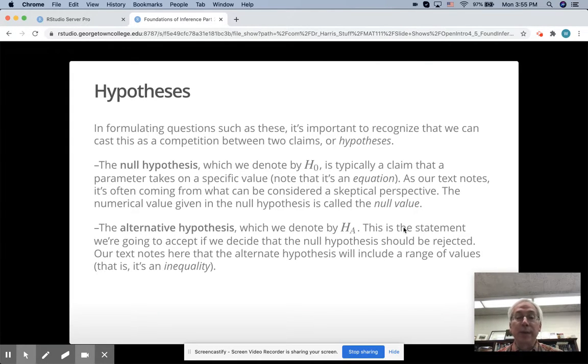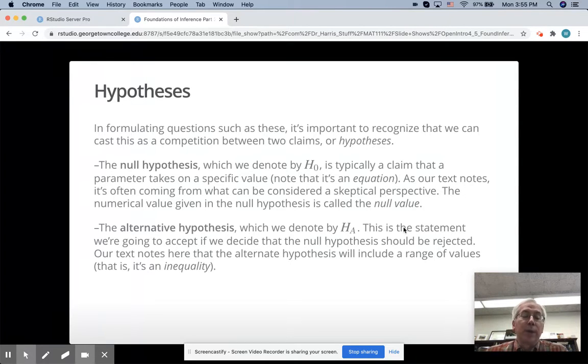And if you read the text, you'll observe that they say that this claim often, not always, but often is going to be considered from what we might call a skeptical perspective. That is, we're not really quite sure that it's right. We're going to try to see if we have evidence that might disprove that that's a reasonable value. But other times we're interested in the question, I think this is right. Does it make sense to think that that's right?